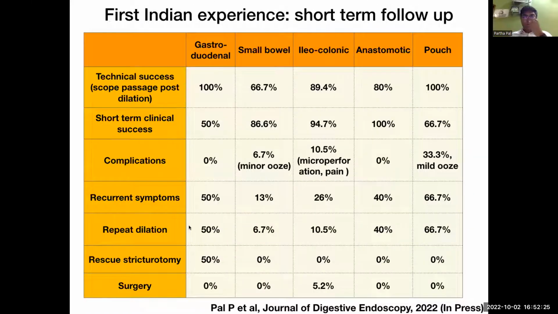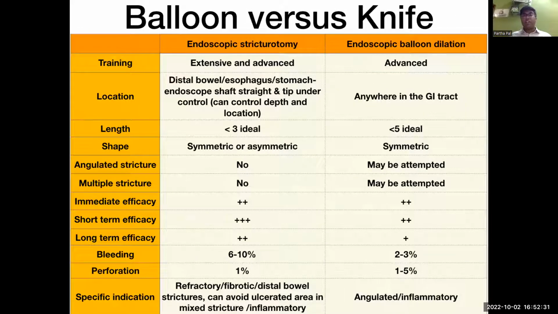So in our series also, the recurrent symptoms were higher in the gastroduodenal strictures, and in one of the cases we have done a stricturotomy. Usually in stricturotomy, you need extensive training, the length of the stricture should be small, and it should be specifically an elevated type of stricture. The long-term efficacy is high. Bleeding rates are high, although the perforation rates are low.